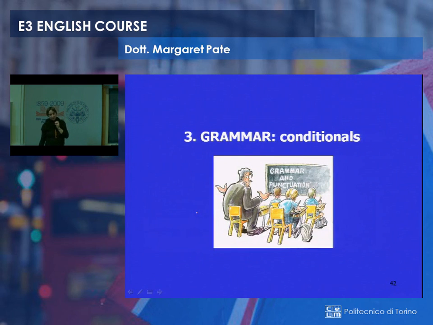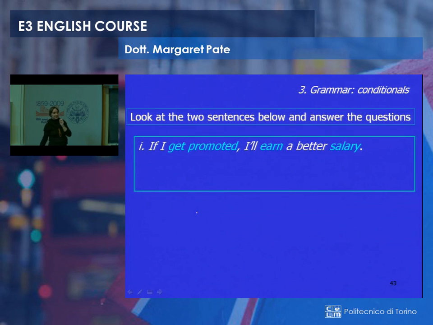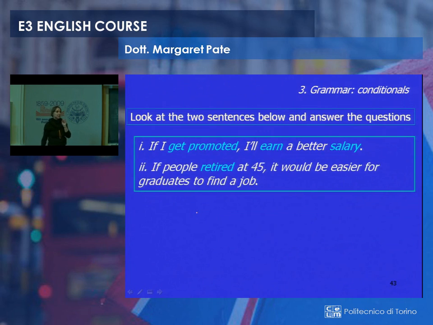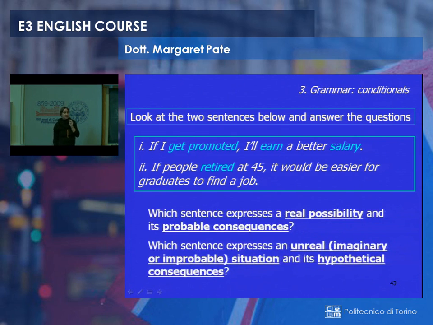Okay, let's move on now to the grammar. Today we're looking at conditionals. Here are 2 examples of conditional sentences. If I get promoted, I'll earn a better salary. If people retired at 45, it would be easier for graduates to find a job. Which sentence expresses a real possibility and its probable consequences? And which sentence expresses an unreal or imaginary or improbable situation and its hypothetical consequences?